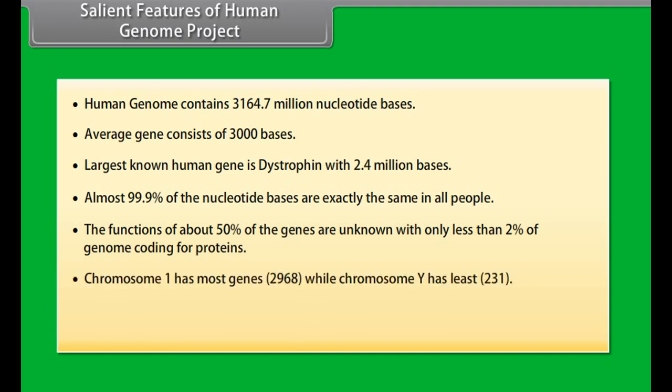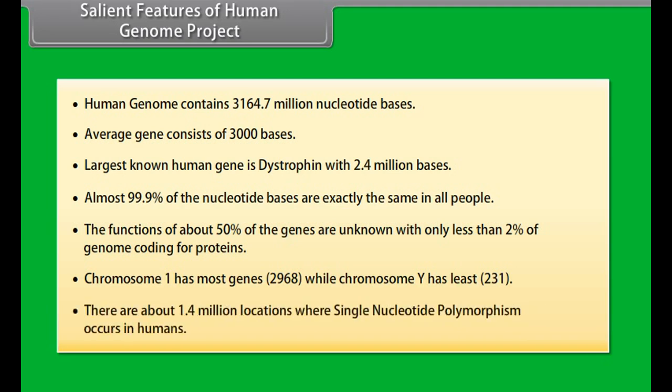Chromosome 1 has the most genes, 2,968, while chromosome Y has the least, 231. There are about 1.4 million locations where single nucleotide polymorphism occurs in humans.